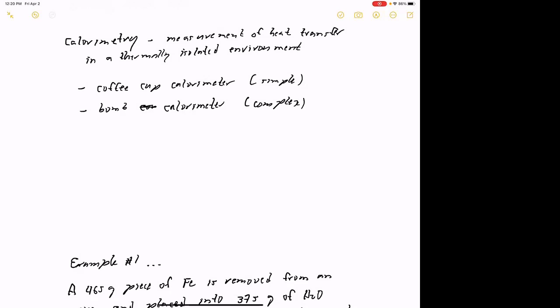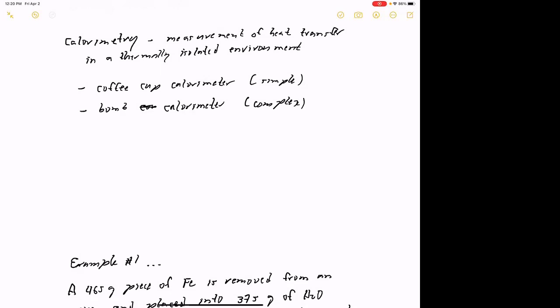And of course, the idea is that the thermos either keeps the beverage cold if it's meant to be cold or hot if it's meant to be hot. So it basically preserves the temperature of the substance. And the reason for that is because it doesn't let heat in, it doesn't let heat out. That's what we're talking about in the case of a coffee cup calorimeter.